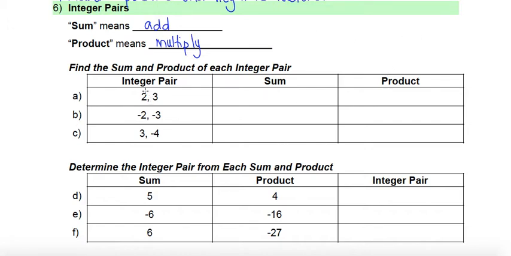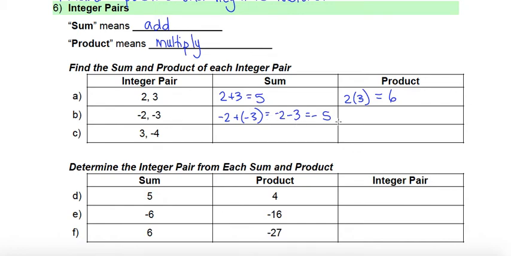So here's my integer pair, so 2 and 3. What do they add up to? Well, 2 plus 3 is equal to 5. And what is the product? Well, 2 times 3 is equal to 6. Pretty straightforward. So let's take a look at what happens when they're both negative. So -2 plus -3 is the same as -2 subtract 3, which is -5. Remember, a positive and a negative sign right beside each other makes it into a negative.